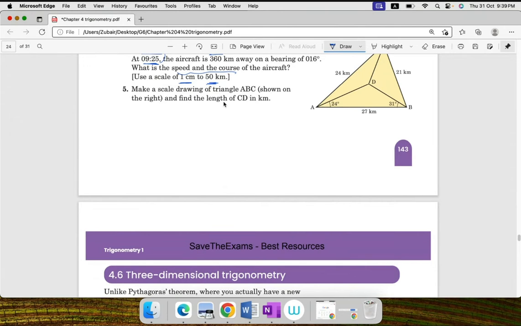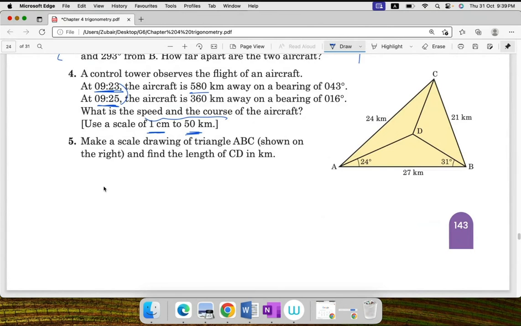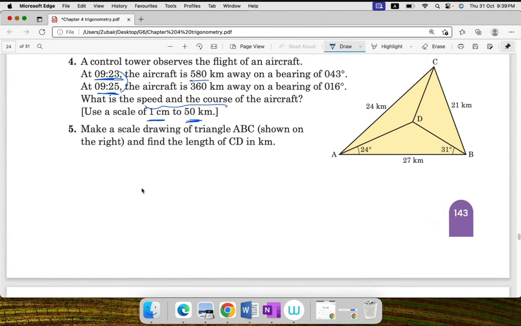Last one, make a scale drawing of the triangle ABC shown, and find the length of CD in kilometers. We'll just draw it and measure it. First of all, 27 kilometers. We will have our own scale. Luckily they will give one, or we have to take our own. In this case, there's not any, so we will decide what scale we need to use. See, in the previous question, the scale was given. 1 is to 50. If it is there, we'll respect that. If not, we'll use our own scale.